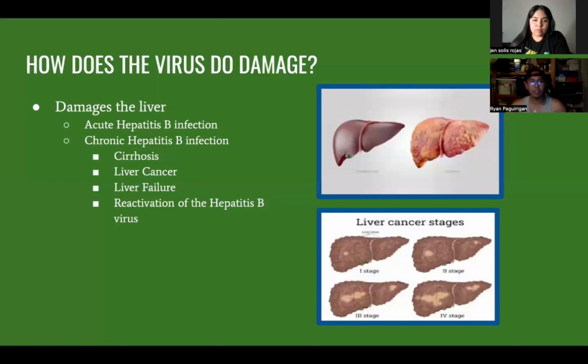In regards to how the virus does damage, the main focal point for HBV is that it damages the liver. The virus itself can cause inflammation to the tissue, where long-term inflammation of the liver can lead to cirrhosis, which is just a lot of scar tissue. Another feature that chronic hepatitis B infection can do is cause liver failure, cause cancer, and it can also reactivate the hepatitis B virus itself.